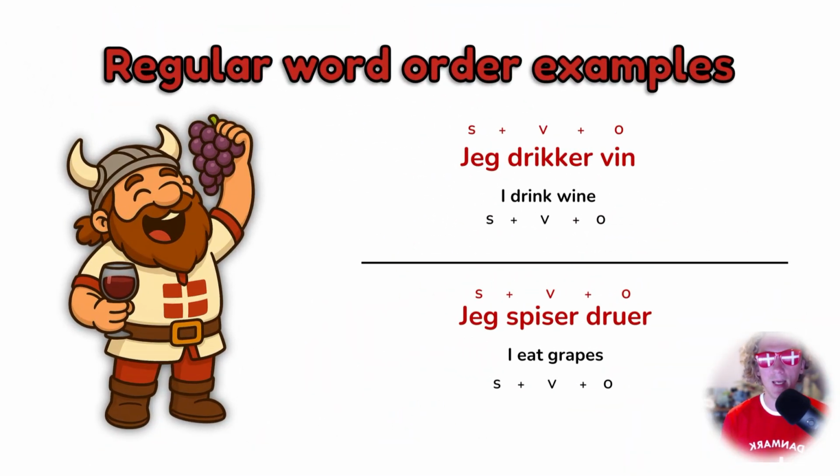We have here, "jeg drikker vin." I drink wine. Subject, verb, object. Exactly like English, very simple. "Jeg spiser druer." I eat grapes. Subject, verb, object. Danish, English, exactly the same. So when do we then actually change it up?